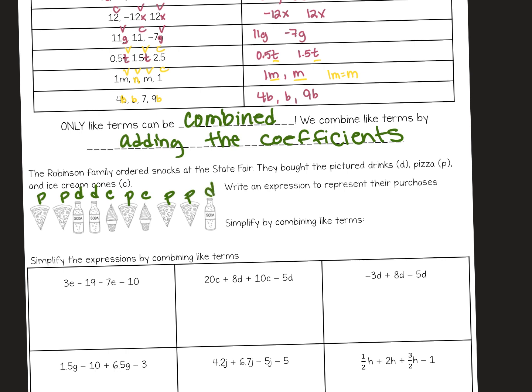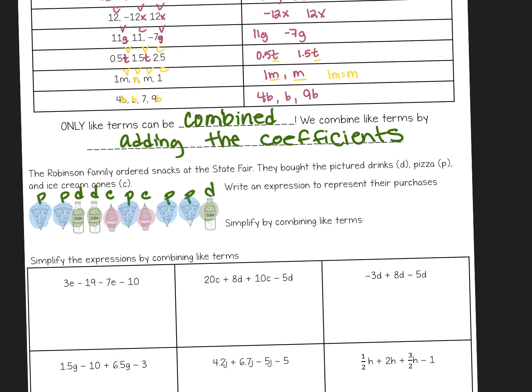Okay? So I can write an expression to represent their purchase by using like terms. So let's look here first. I'm going to look at my pizzas. I have 1, 2, 3, 4, 5 times that P is represented. I have 1, 2, 3 drinks, and I would call them sodas, but that's just who I am. And then I have 2 cones.